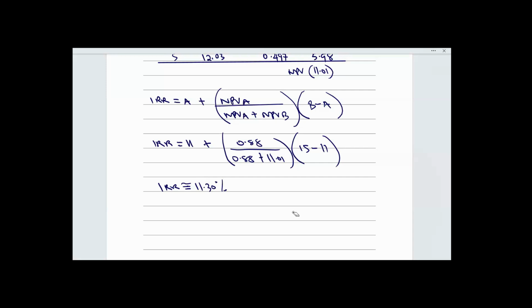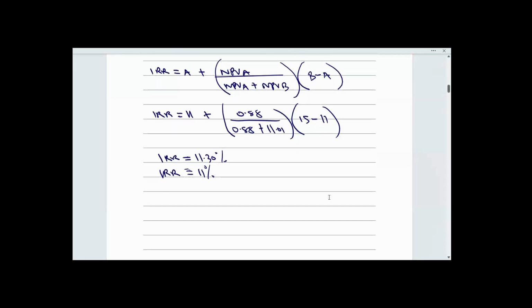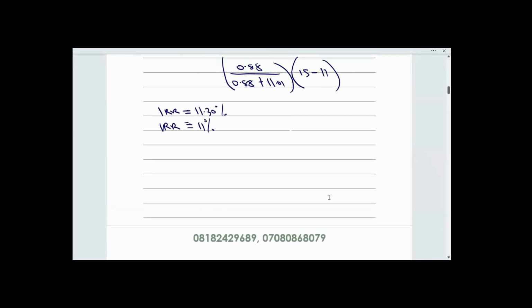Okay, 11.30, approximately 11%. Okay, so that's that. Then the third one says we should calculate discounted payback period.